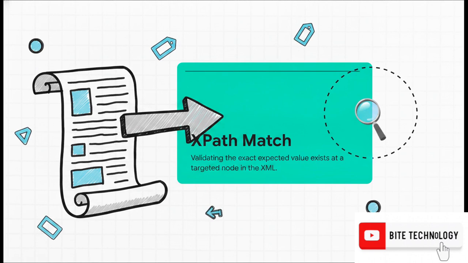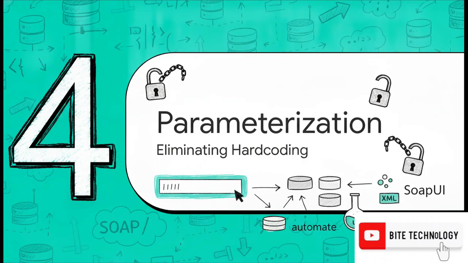Now, what if you have a massive, endlessly scrolling XML document returning hundreds of data points, but you only need to verify one tiny piece of information? That's where XPath Match comes in. Instead of just hoping the word true is somewhere in that giant document, XPath lets you pinpoint the exact XML node. It's like finding a needle in a haystack. You can travel directly to the department or ID tag to verify an employee ID matches perfectly, and just ignore everything else around it.